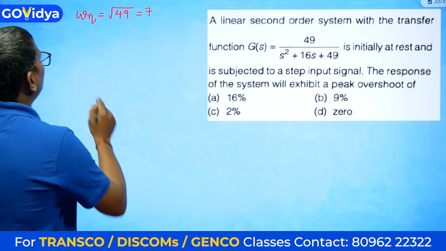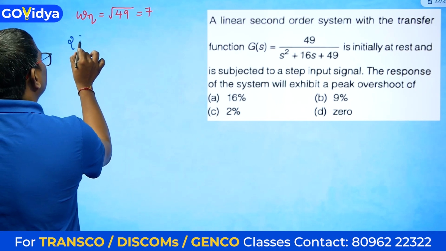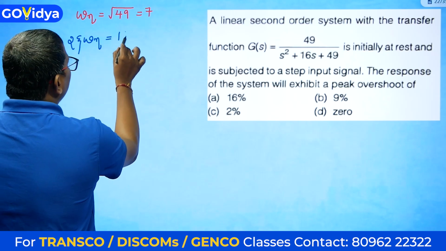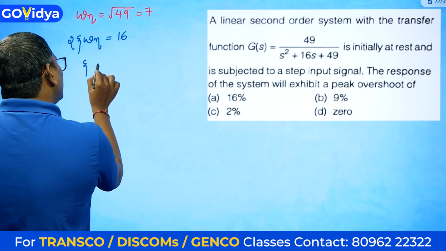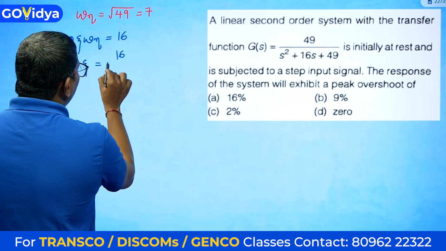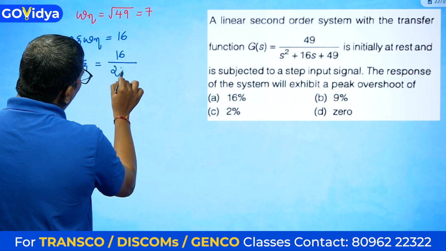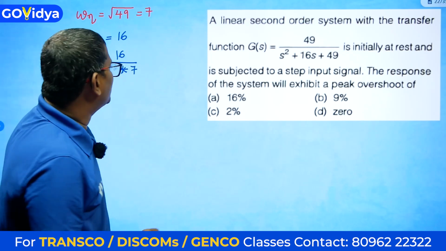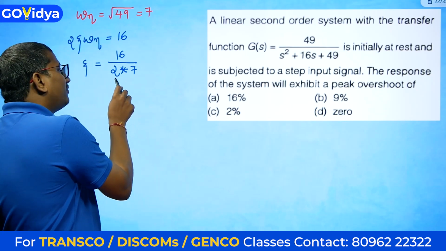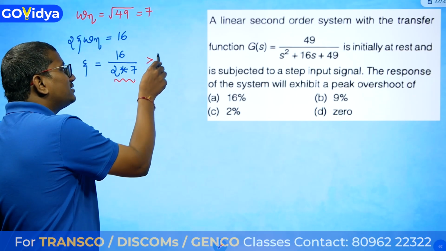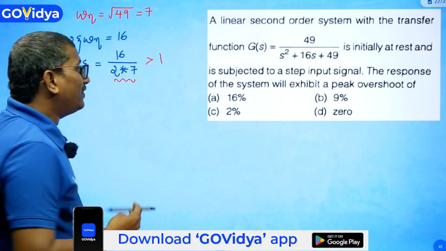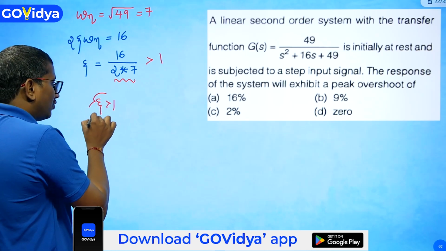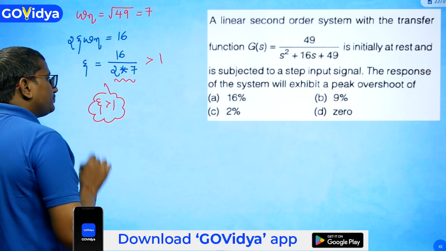Now what else is left? 2 zeta omega n value is 16. Then zeta will be 16 divided by 2 into omega n, which is 7. So its value, if you observe very carefully, is 16 by 14. Its value is greater than 1. When zeta is greater than 1, what would be the peak overshoot?